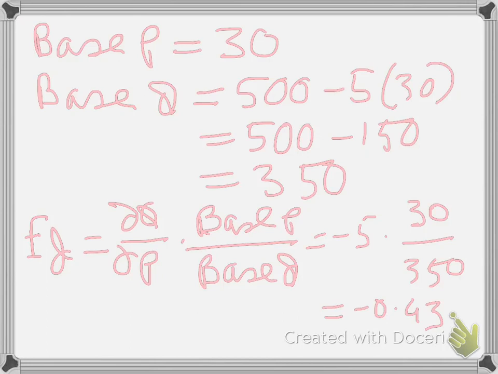So there are two measures. The first one is the arc elasticity of demand, where you take the average price and the average quantity. Those prices and the quantities are the average between the old price and the new price, before and after the price change.